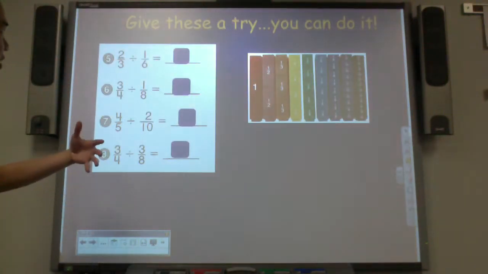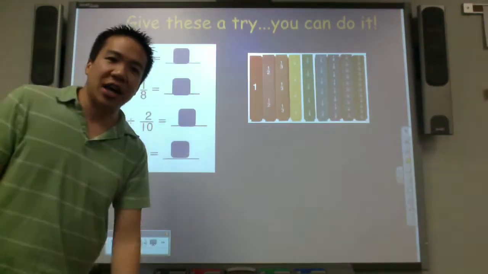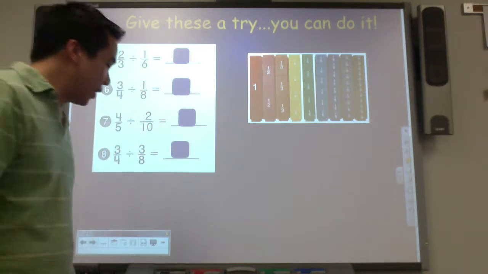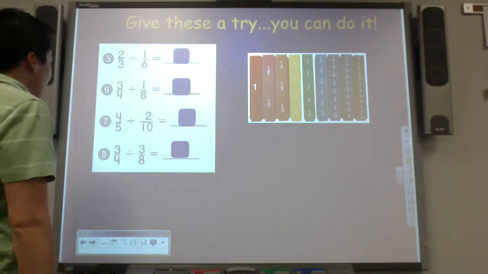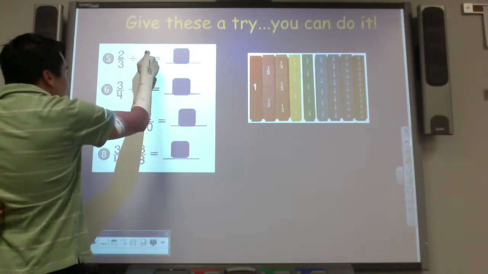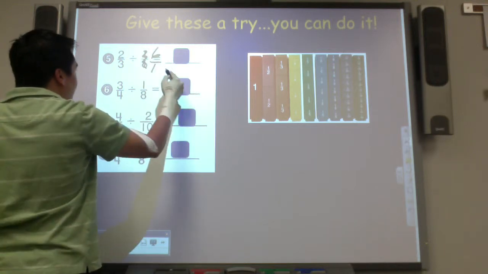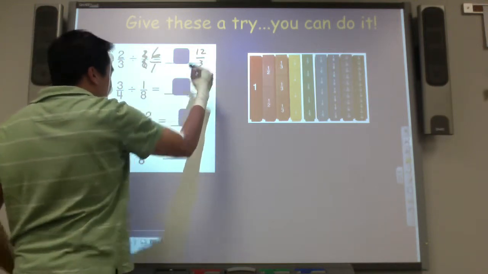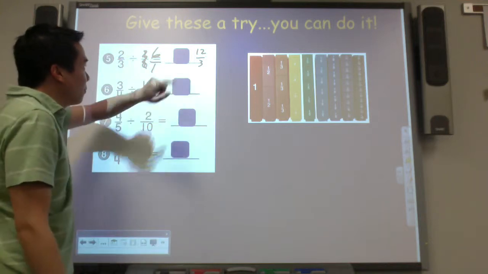All right, so let's try it. If you would like to, you can keep using the fraction tower, but I'm going to try to do it without it now. Let's do the first one. Dividing fractions, give it a try. Flip the second fraction and multiply. That's 12/3. I believe the answer is going to be 4. Voila.